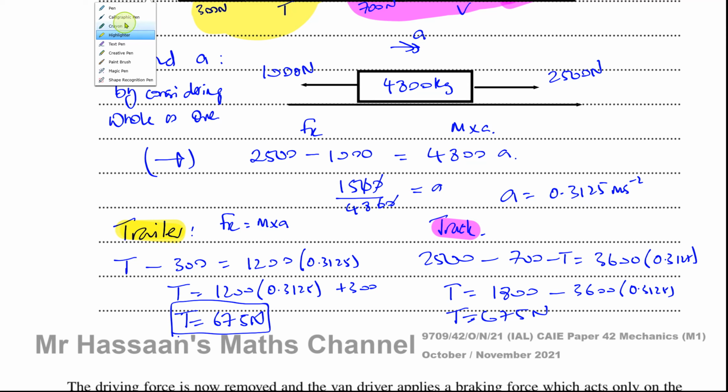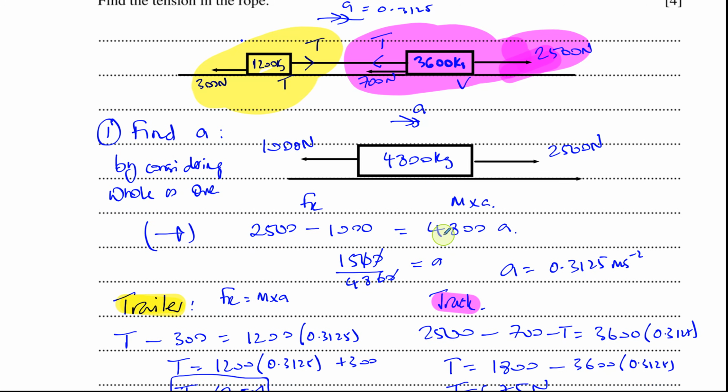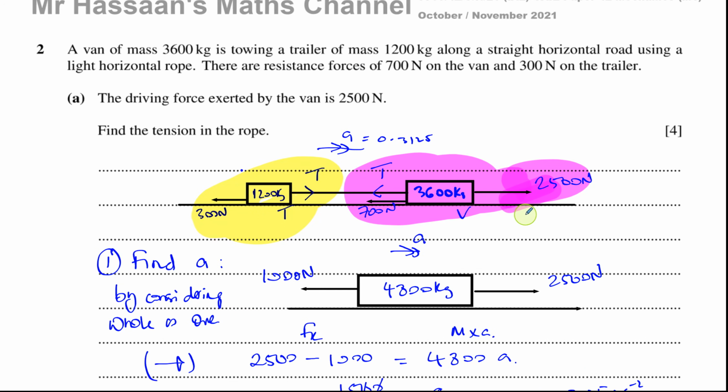But I would use the trailer. Why? Because it has fewer forces acting on it. The calculation is a bit simpler. Always look for what makes life easy for you. But both of them should work. You can consider the trailer alone, or the van alone, and it really doesn't matter. The important thing is that people say, when you consider the trailer alone, what about the driving force? Or if you consider the truck alone, what about this resistance force?